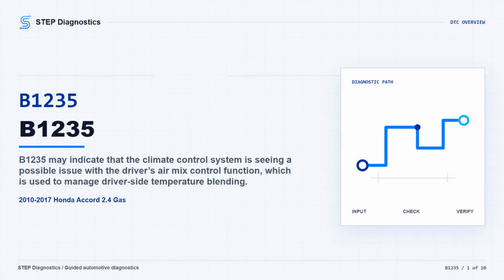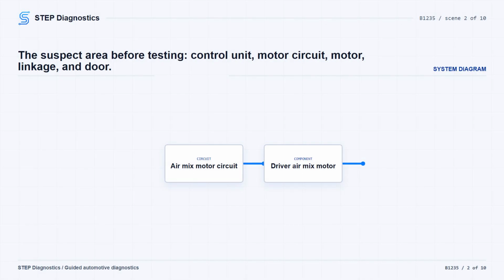On this Accord, B1235 points to a possible problem in the driver's air mix control side of the climate control system. In plain terms, the system may not be able to move the driver's temperature blend door the way it expects. The driver's outlet temperature may be incorrect, may not respond normally, or may act intermittent.